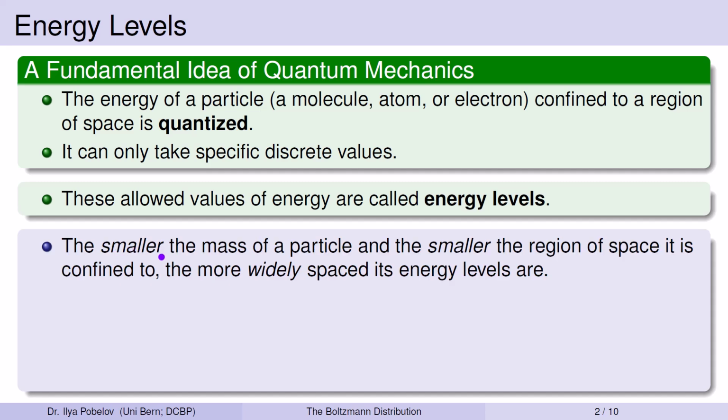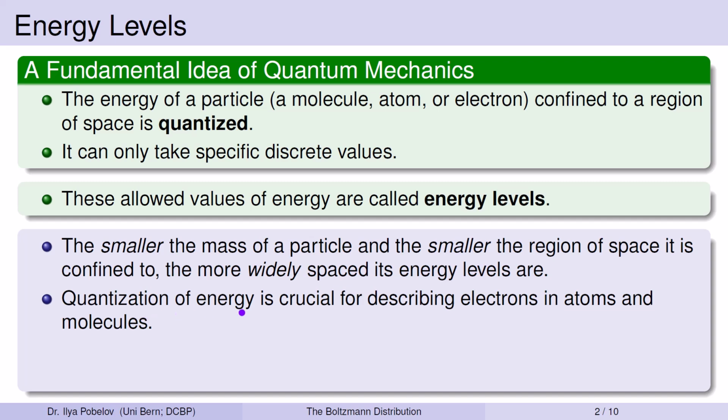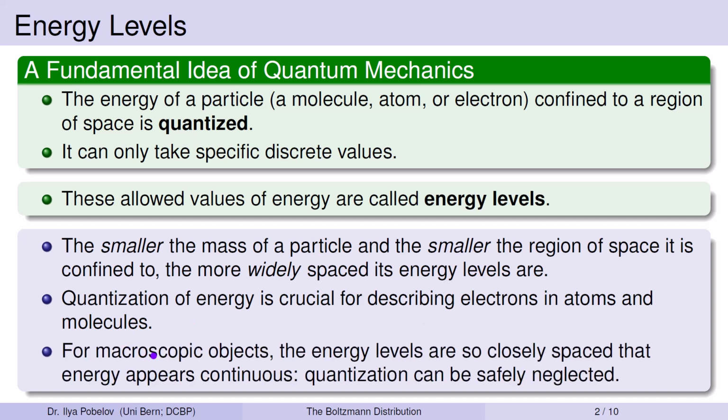The smaller the mass of a particle and the smaller the region of space it is confined to, the more widely spaced its energy levels are. Quantization of energy is crucial for describing electrons in atoms and molecules. For macroscopic objects, the energy levels are so closely spaced that energy appears continuous and quantization can be safely neglected.